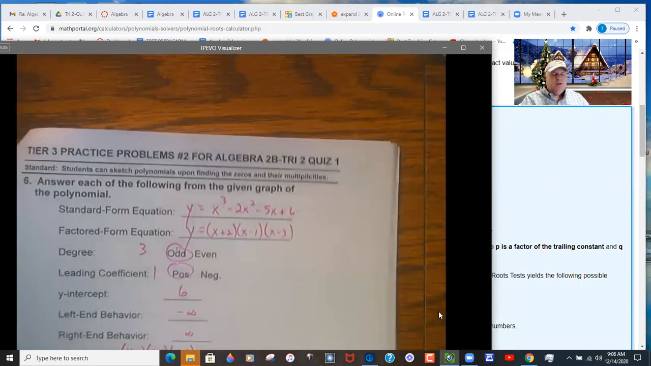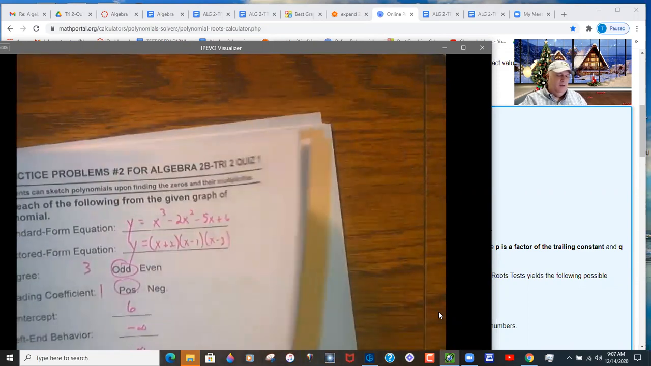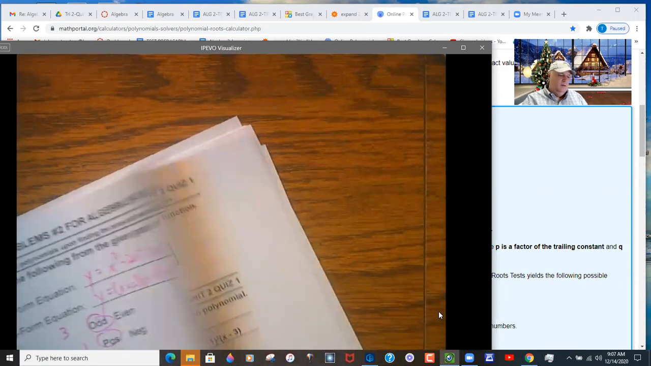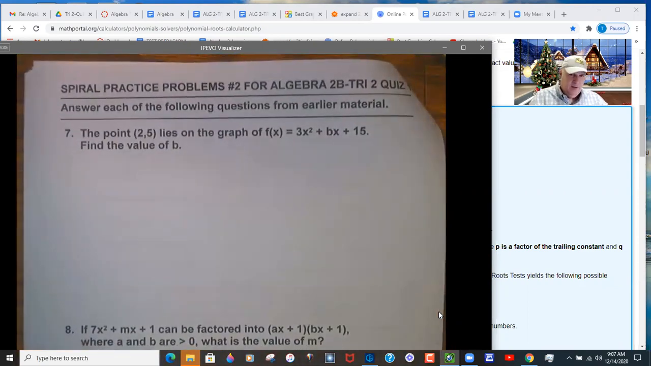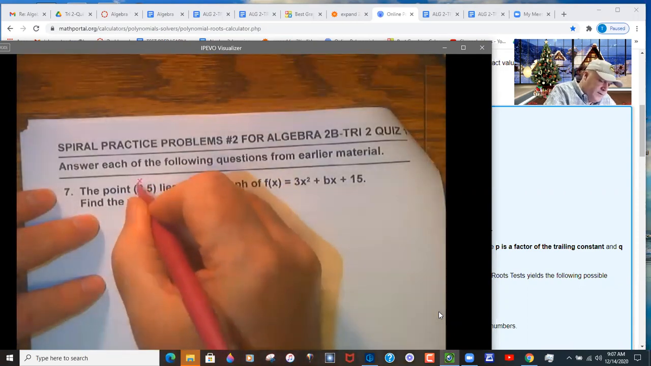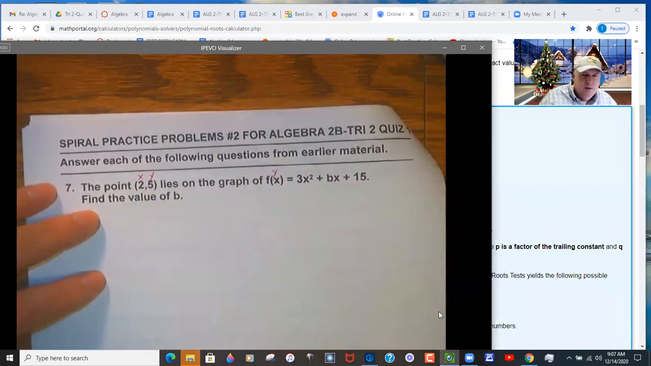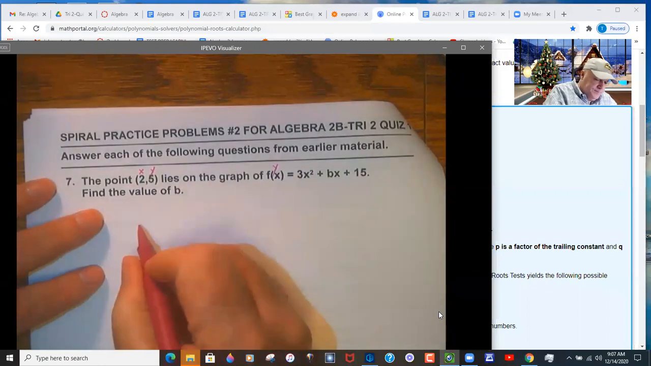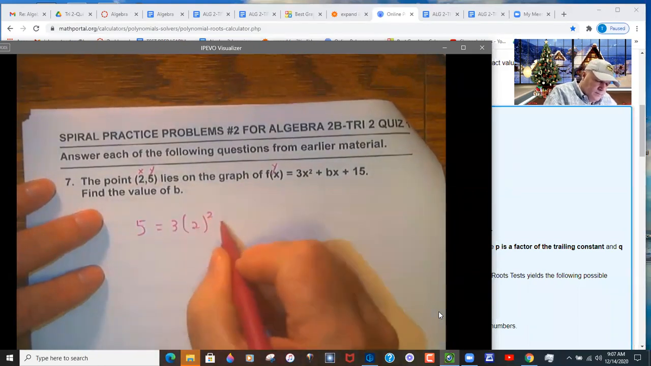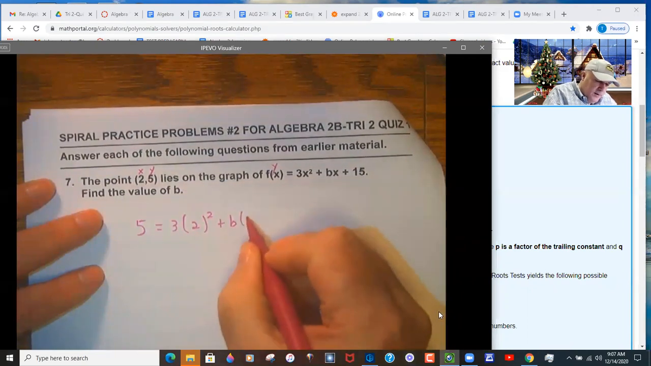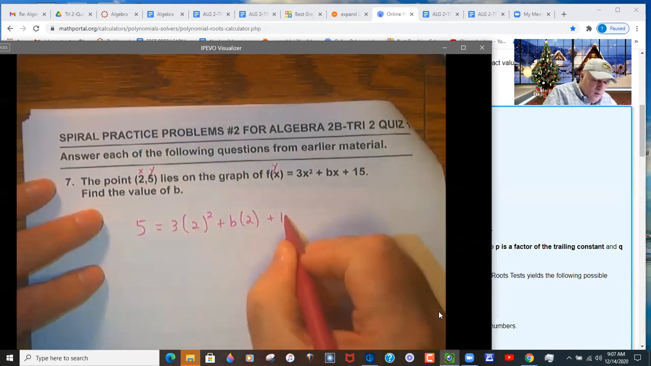Since I have a little extra time, 3 minutes, I'll show you these real fast. The point (2, 5) lies on this. So this is x, this is y. It's a game of substitution, and you know everything but b.